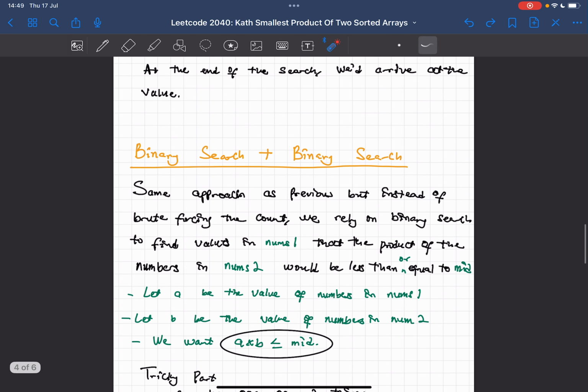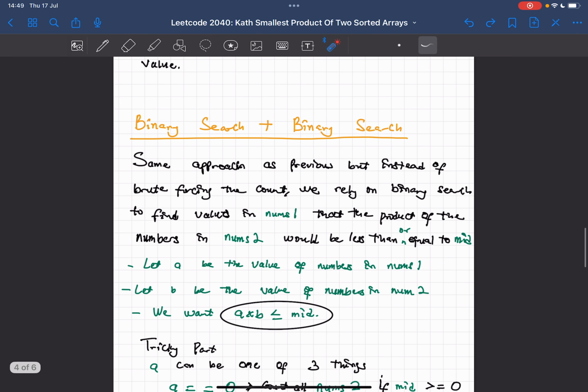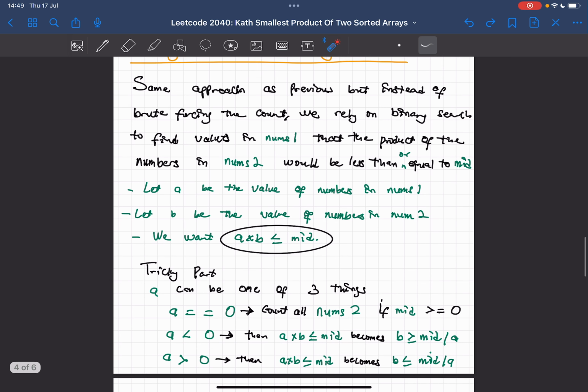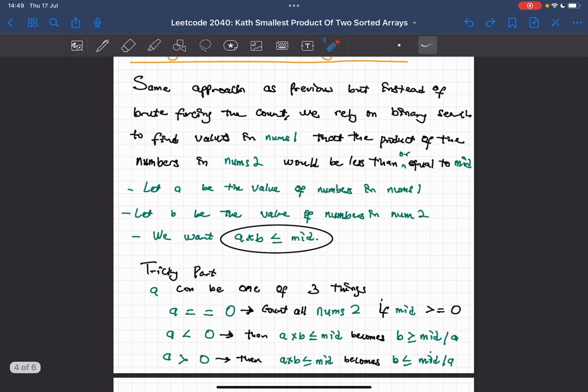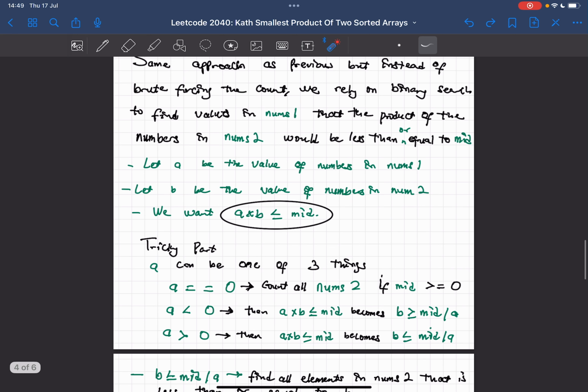But now let me go through my notes here. I write the same approach as before, but instead of brute forcing the count, we rely on binary search to find values in nums1 for which the product with the numbers in nums2 will be less than or equal to mid. So let's go through an example. Let A be the values of numbers in nums1 and B be the values of numbers in nums2. We want to establish a situation where A times B is less than or equal to mid.